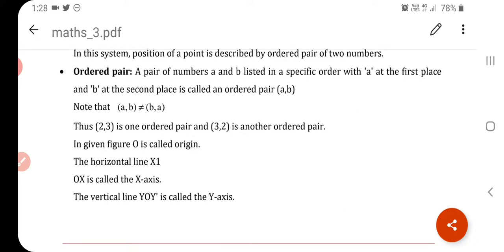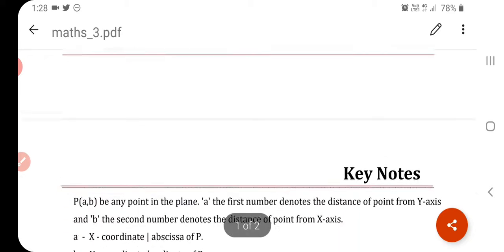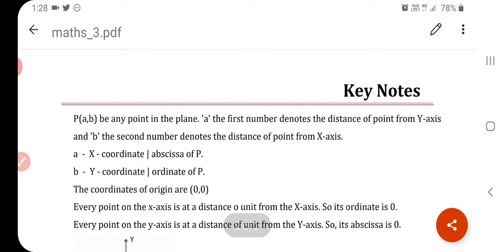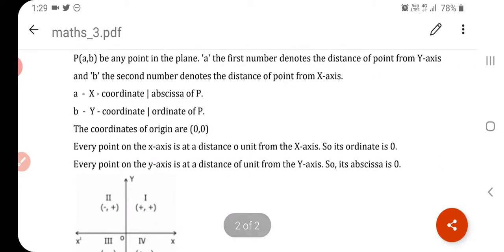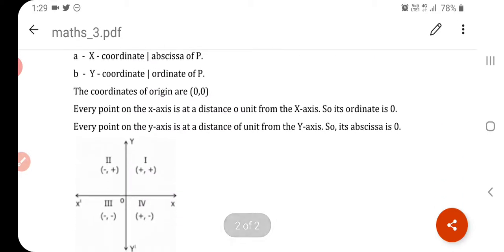In the given figure, O is called the origin, the horizontal axis OX is called the x axis and the vertical axis is called the y axis. Let P(a, b) be any point in the plane. A, the first number, denotes the distance of the point from the y axis, and b, the second number, denotes the distance of the point from the x axis. The x coordinate is called abscissa and the y coordinate is called ordinate. The coordinates of the origin are always (0, 0).